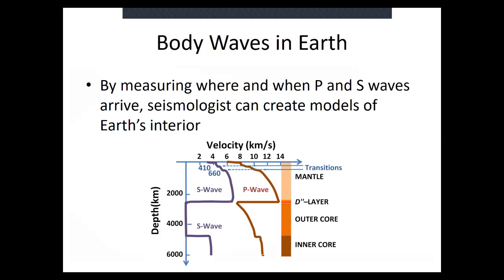And so because the seismic wave speed is proportional to the density, we can map out the seismic wave speed as a function of depth in Earth, and therefore get the density of Earth as a function of depth. And this allows us to construct models of Earth's interior.